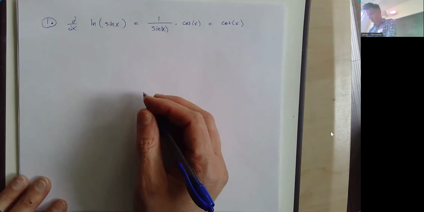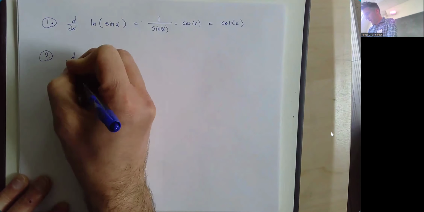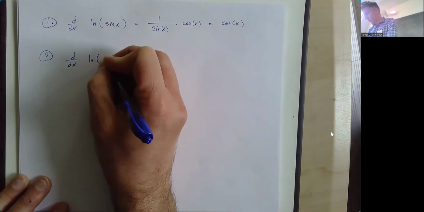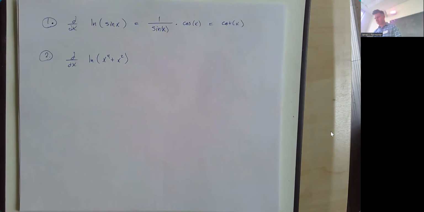Or what about, why don't you all try to find the derivative of the natural log of x to the 4th plus x squared? I will point out, you cannot bring down any powers because it's not everything raised to a power. There's no natural log simplification here. You just have to differentiate it normally, for lack of a better word.